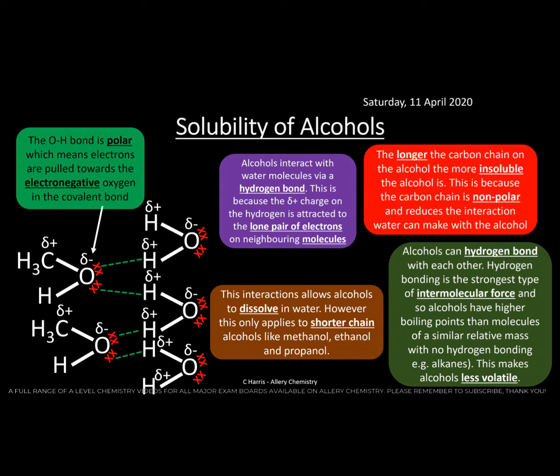So alcohols can also hydrogen bond with each other. They don't just have to hydrogen bond with water. Now when they hydrogen bond with each other, that's effectively dictating the melting points and boiling points of these alcohols. So hydrogen bonding, as you remember from video 2, is the strongest type of intermolecular force. So alcohols have higher boiling points than molecules of a similar relative mass, that's from video 1, with no hydrogen bonding, such as, for example, alkanes. And this makes alcohols less volatile, so they don't evaporate as readily as molecules which don't have this hydrogen bond interaction.